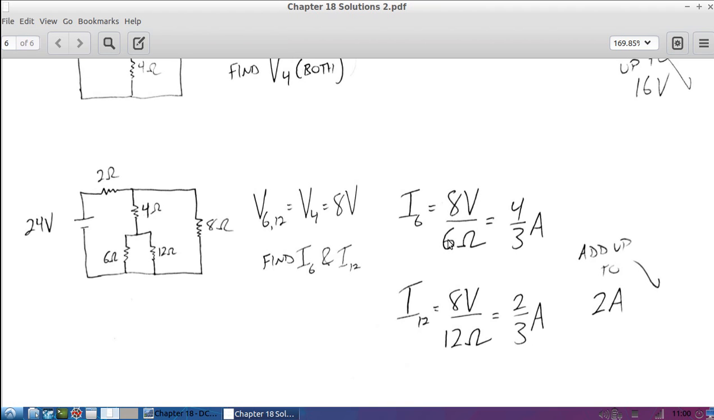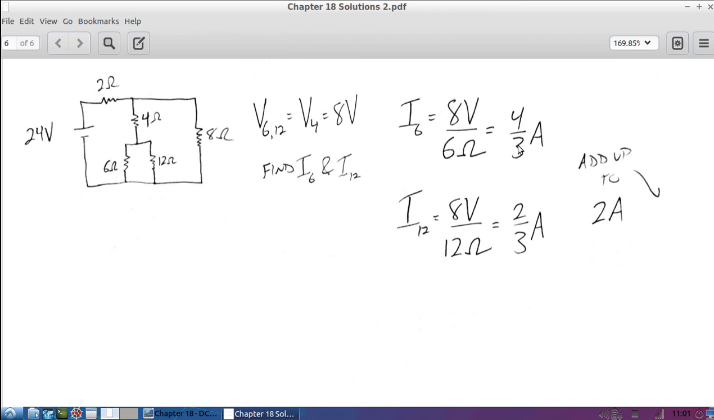So 8 volts divided by 6 ohms is 4/3 of an amp. So there's 4/3 of an amp going through the 6 ohm. For the 12 ohm, 8 volts over 12 ohms is 2/3 of an amp. So this resistor is getting 4/3, this resistor is getting 2/3. And that makes sense to me because this is a lower resistance. It's getting more of the current. It's getting twice as much current because it's got half the resistance. And again, the junction rule, 4/3 plus 2/3 equals 2 amps.